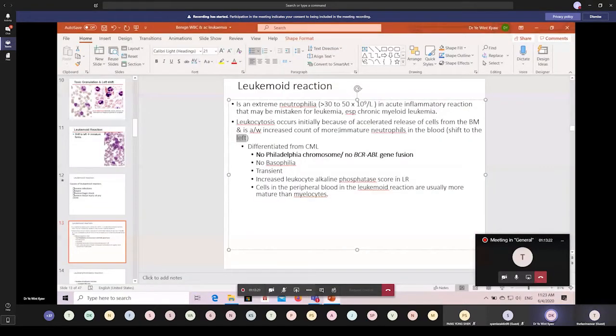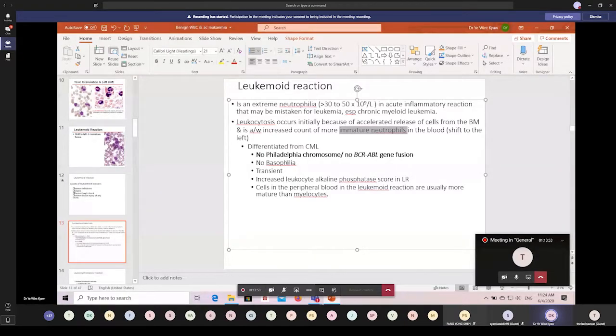Shift to the left means immature neutrophils. Immature neutrophils seen in the blood film is called shift to the left. We usually use this in blood film reports. In clinical practice, when you see the lab report, they write "neutrophil increase, shift to the left." They will write like this only, so you need to understand this. They will not write immature WBC in the blood film.